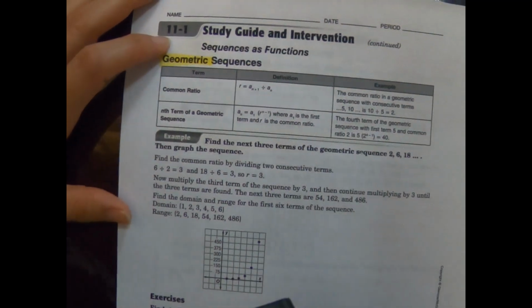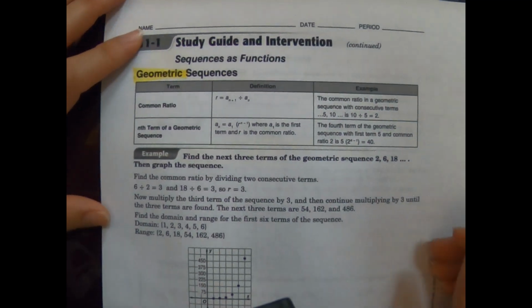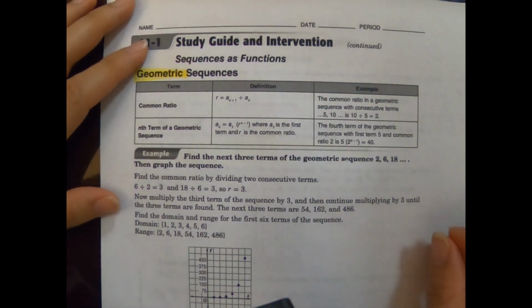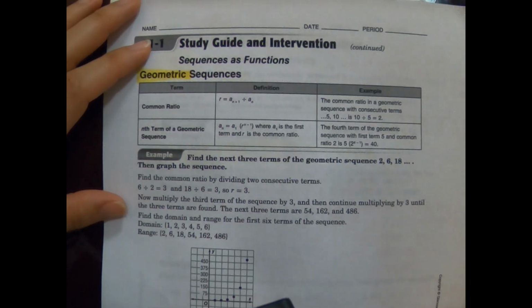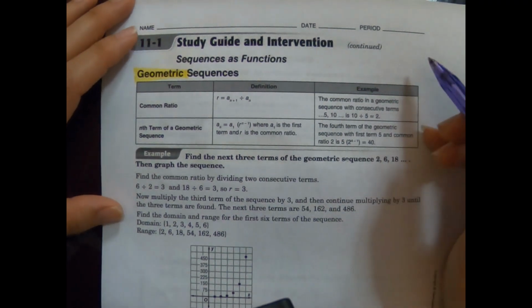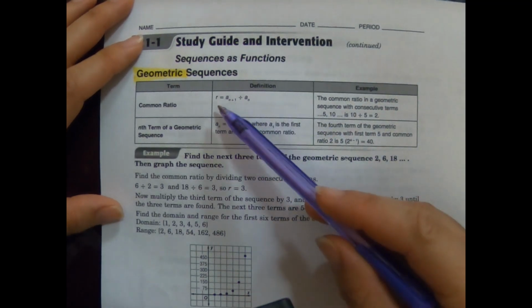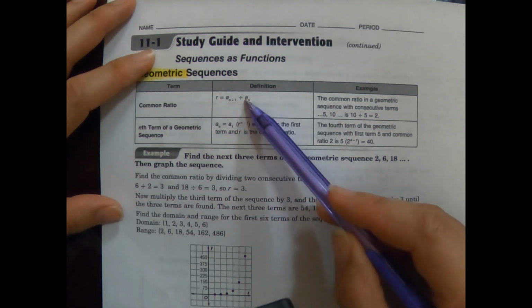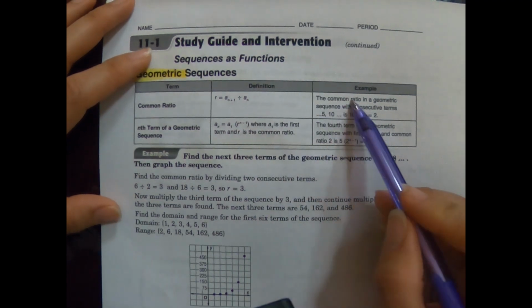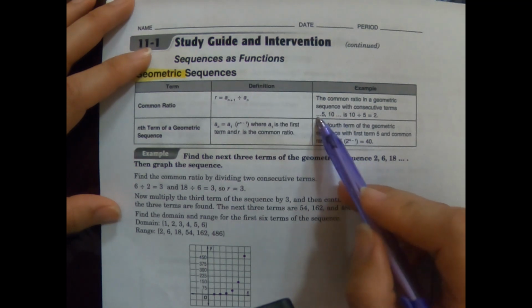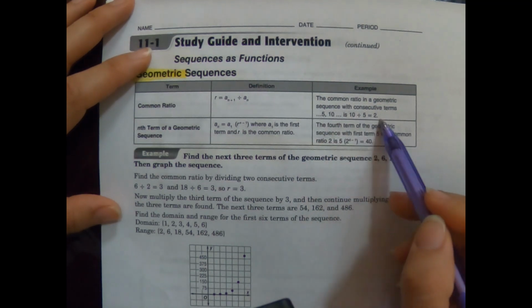Geometric sequences are a bit more fun because they follow a different pattern. They follow a multiplication pattern where each term has a common ratio. You find the ratio by dividing the second term by the first term. The common ratio is found in a geometric sequence with consecutive terms. So if this was your sequence, you would do 10 divided by 5 is 2.